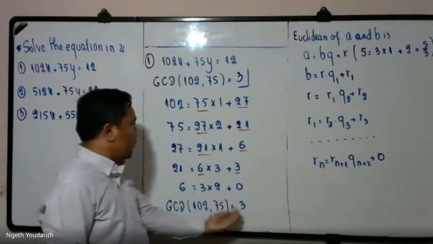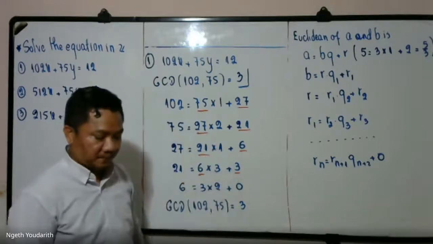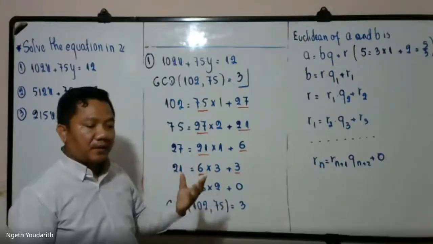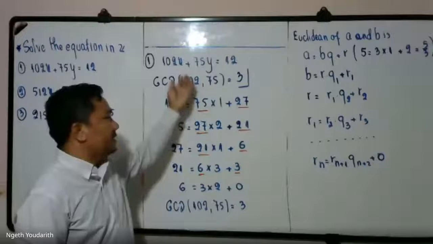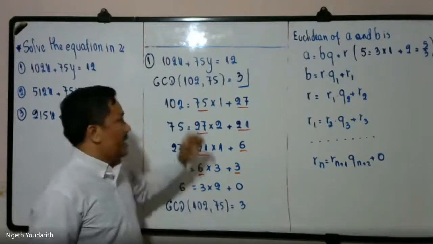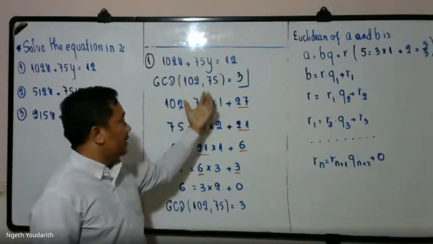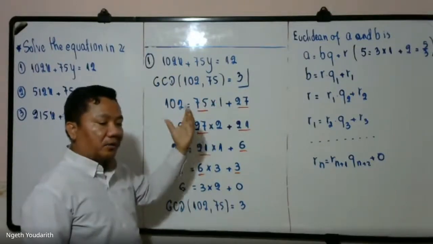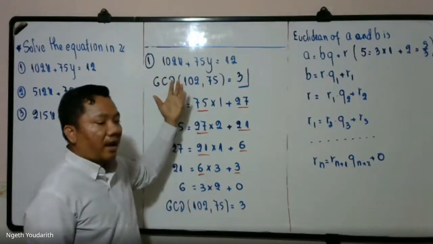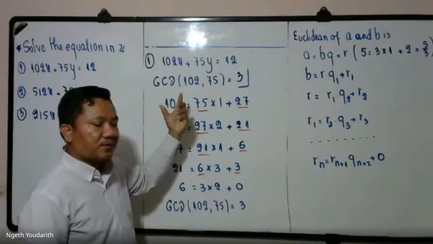And so does 3 divide 12 or not? Can 12 be divided by 3 or not? Yes, it can. If the GCD equals 3 and 3 divides 12, it means the equation has a solution in Z. Yes, okay, it has a solution in Z.